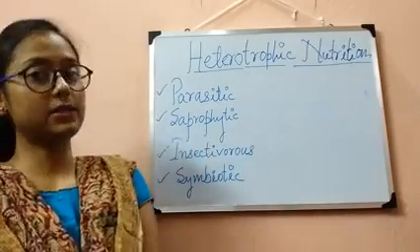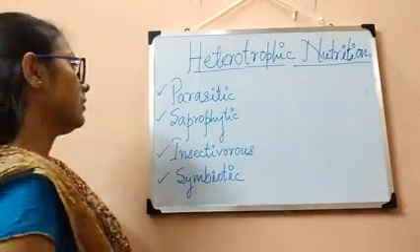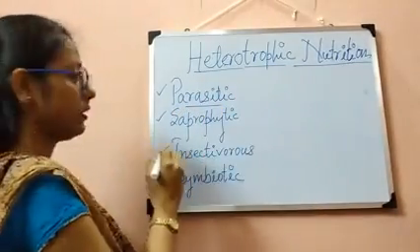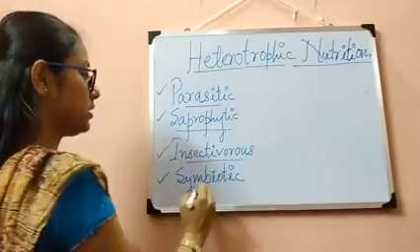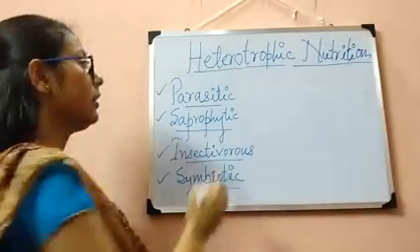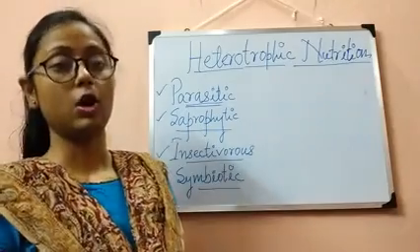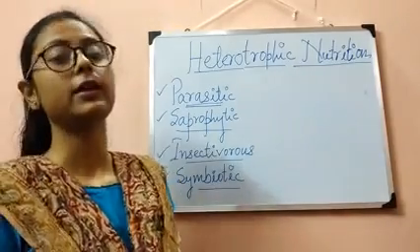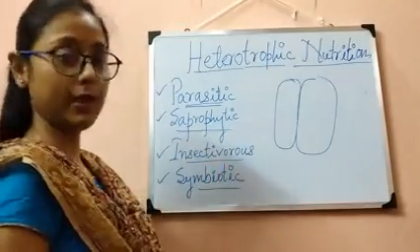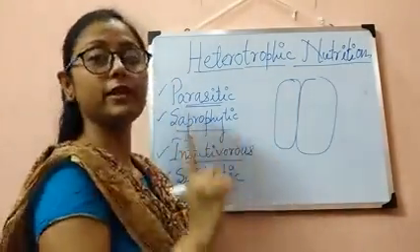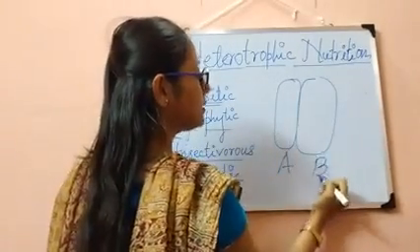Well, based on the foods they take, there are 4 types. Number 1 is parasitic, number 2 is saprophytic, number 3 is insectivorous, and last is symbiotic. Let's begin with the first one, the parasitic. The parasitic mode of nutrition completely depends on 2 different organisms. Mind it, 2 different organisms. Suppose this is organism A and this is organism B.